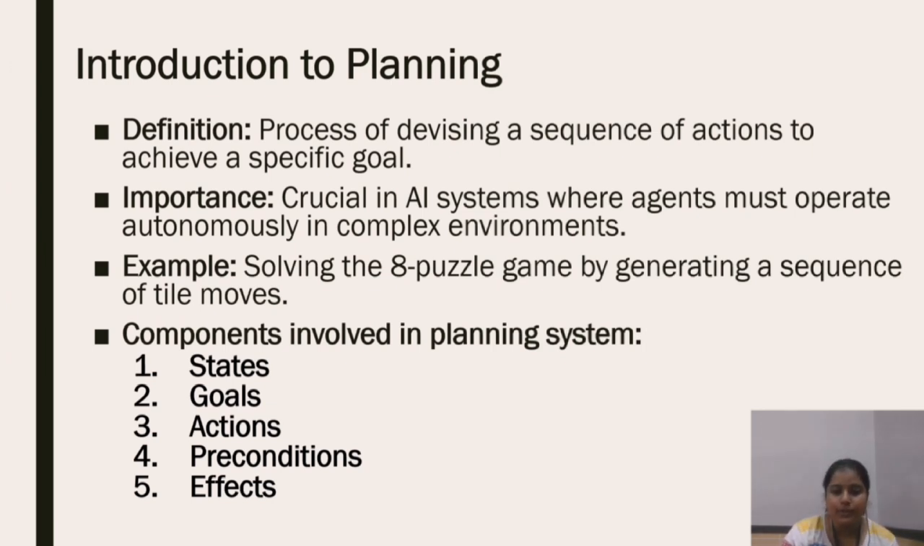Now, what are the different components of planning? Planning consists of states. States are various different states, like the agent can go from one state to another, from another state to the next state. That is nothing but states. The goal is nothing but your final state. What the agent wants to achieve is included in the goal state. The actions are the actions taken by the agent to traverse from one state to another in order to reach the goal state.